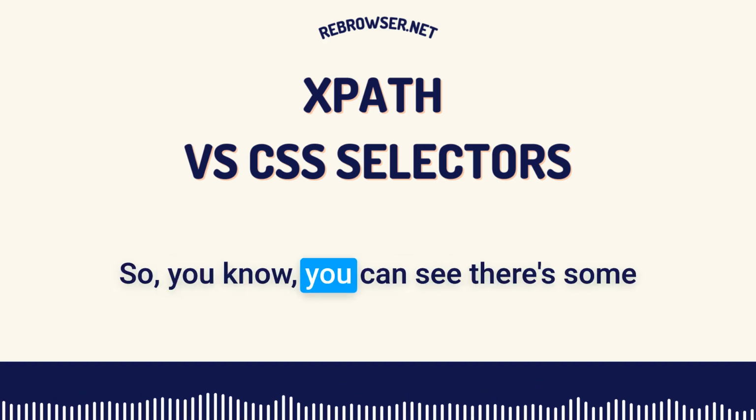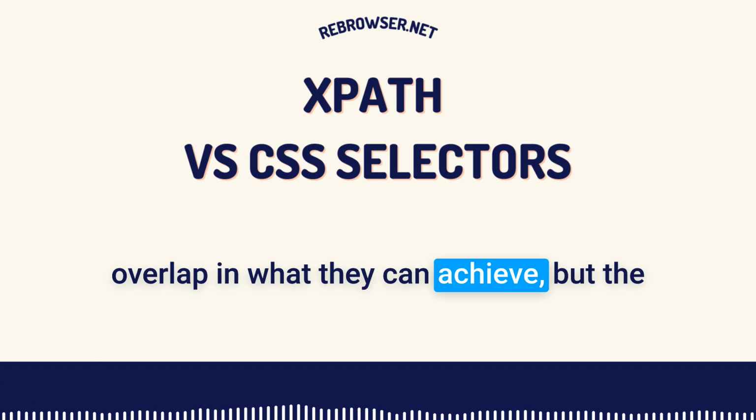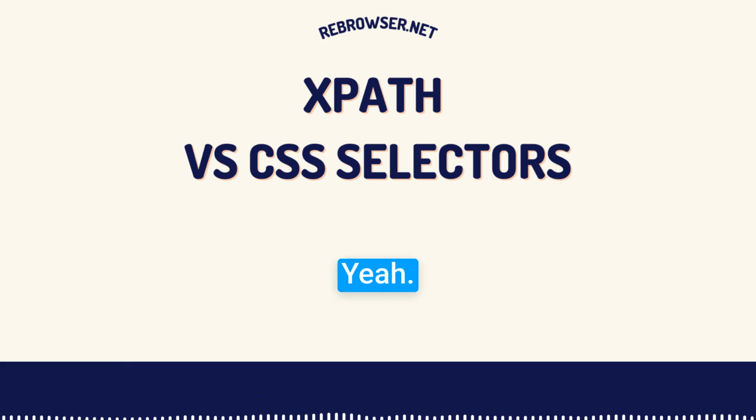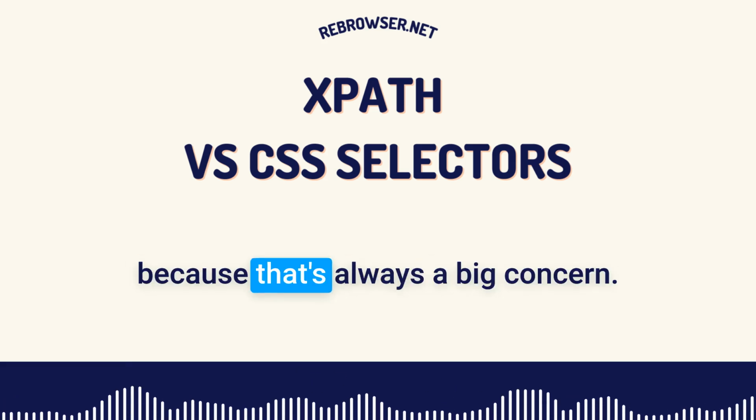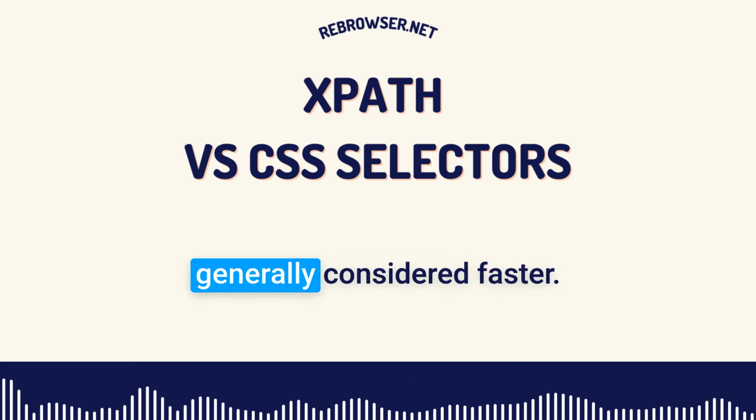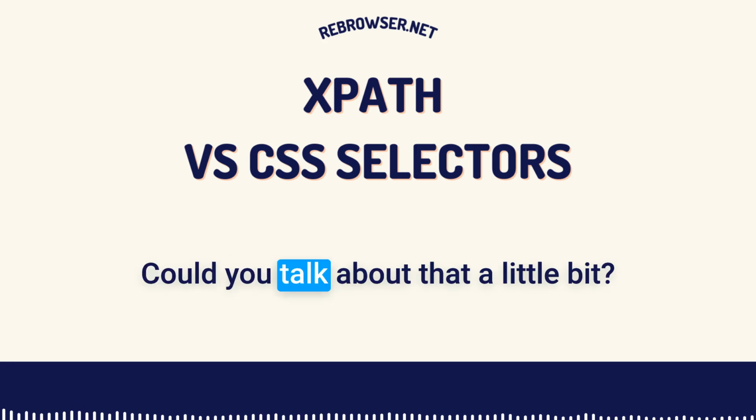Got it. So you can see there's some overlap in what they can achieve. Definitely. But the way you express those targets is different. The syntax is different, yeah. Okay, let's talk about performance, because that's always a big concern. It's top of mind, right? And CSS selectors are generally considered faster. Could you talk about that a little bit?